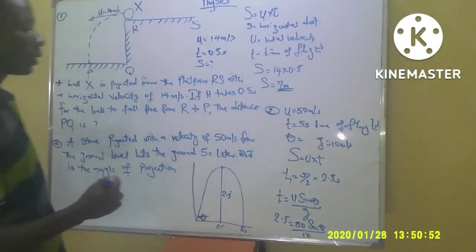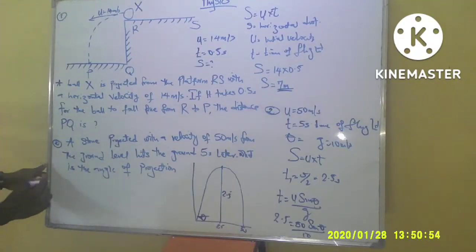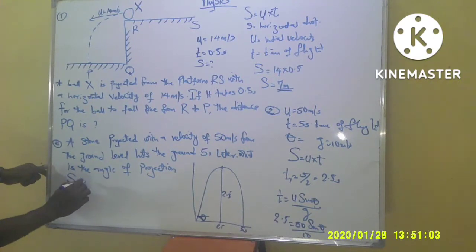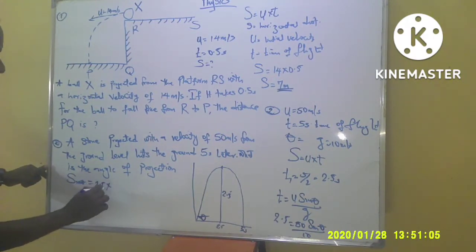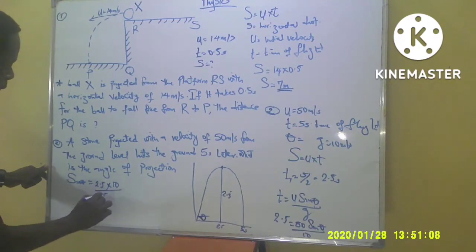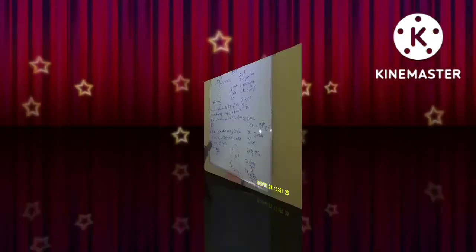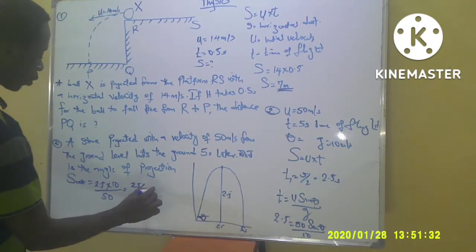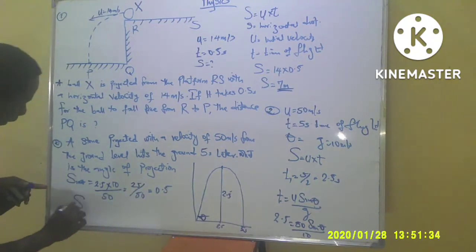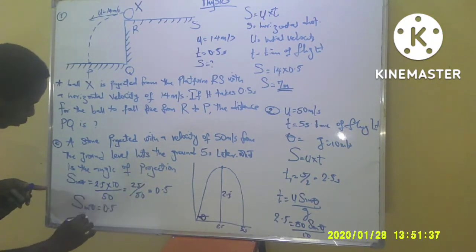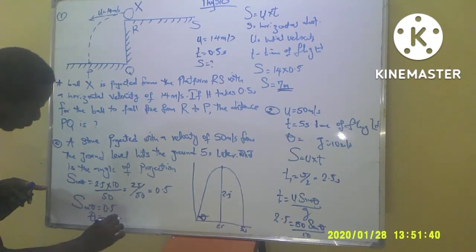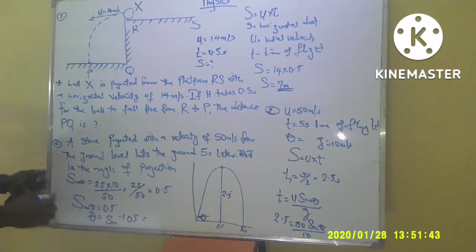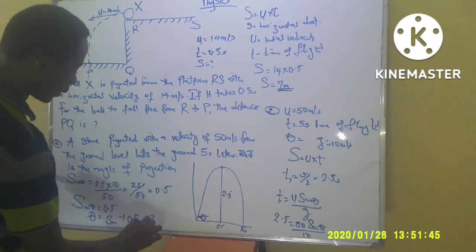So please permit me to use this side of the board. We make sine theta the subject of the formula. So sine theta is equal to 2.5 times 10 all over 50. 2.5 times 10 gives us 25, and 25 divided by 50 gives us 0.5. So sine theta is equal to 0.5. So theta is equal to sine inverse of 0.5, which gives us 30 degrees. So theta is equal to 30 degrees.